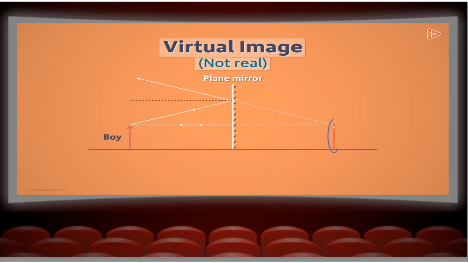A virtual image is formed when the light rays diverge after reflection from the mirror. Every plane mirror forms a virtual image. This is the first characteristic of the images formed by plane mirrors. Images formed by plane mirrors are virtual and not real. So what is the real image then, and how are they formed?